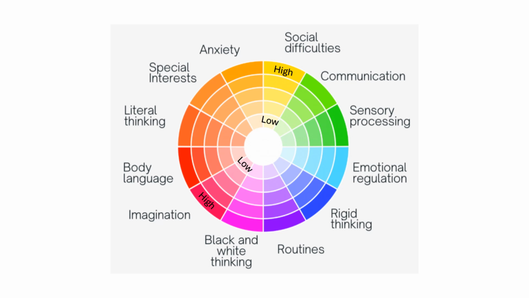Another example could be of someone who has very high difficulties in managing themselves in a social setting. They must be marked as a high on the scale for the social difficulties pizza slice.